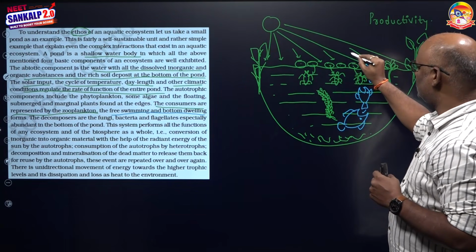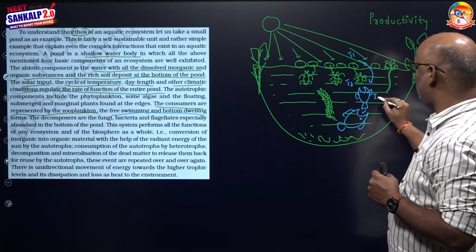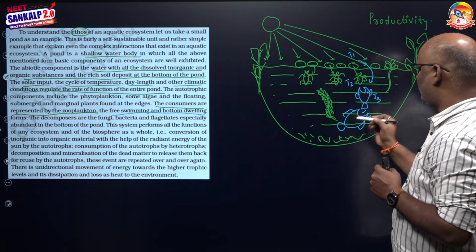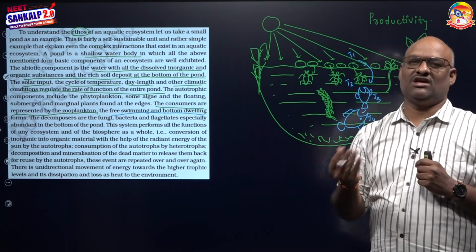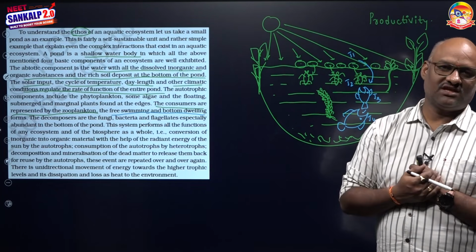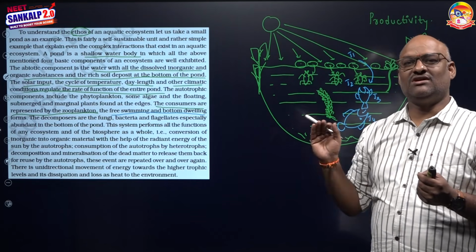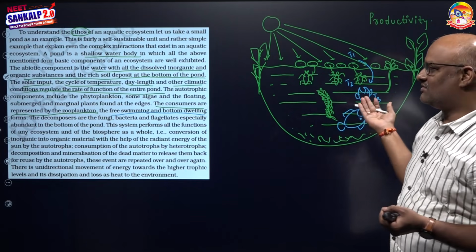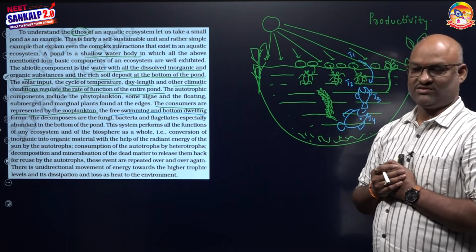This is T1 level, this is T2 level, and this is T3 level, and this is T4 level, trophic levels, where the energy is moving from one organism to the other organism, which is called a food chain. So energy is being transferred from one level to another level. So this is also one of the basic components which are occurring inside the pond ecosystem.